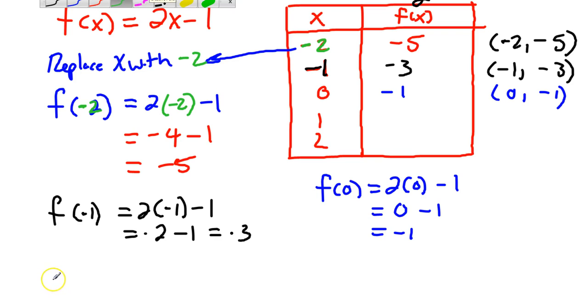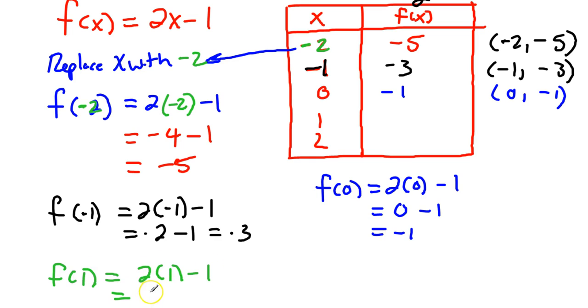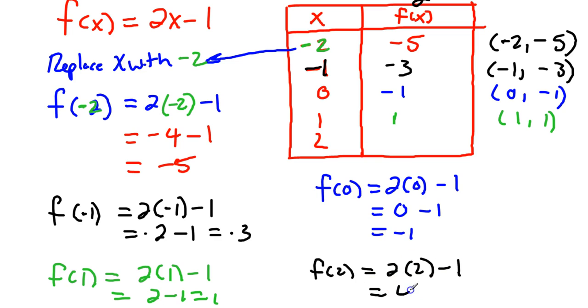If we do f of 1, I'm going to run out of room here. That's 2 times 1 minus 1. 2 minus 1 would be 1. Again, ordered pair, that would be 1, 1. And then one more. We do f of 2. That's 2 times 2 minus 1. So that's 4 minus 1, which would be 3.